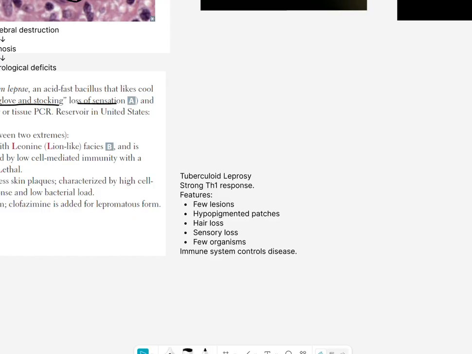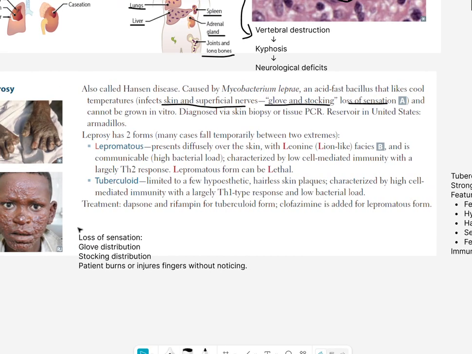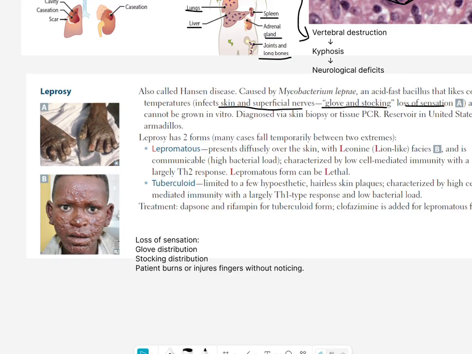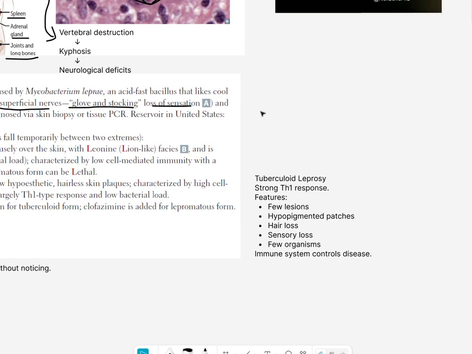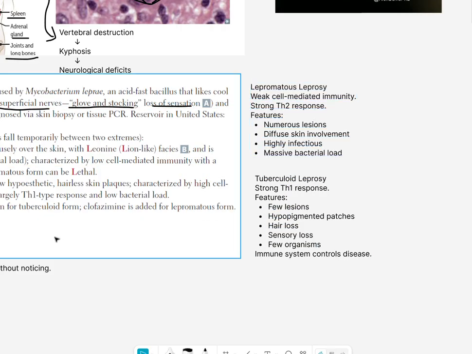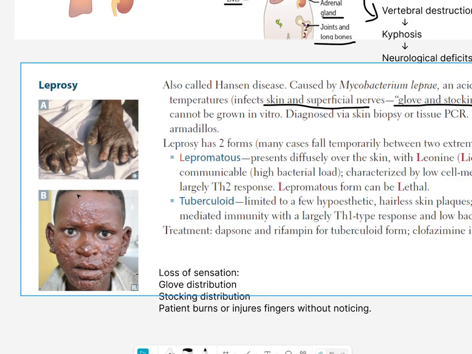But the lepromatous leprosy is when the immune system is weak. It presents diffusely over the skin with lion-like facies. You can see the lion-like facies in image B here. There are numerous lesions and diffuse skin involvement. The bacterial load is massive and it's highly infectious. There's thick skin, nodules, facial folds, and the face resembles a lion.